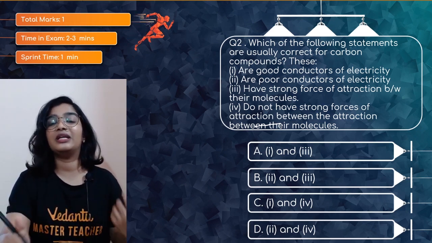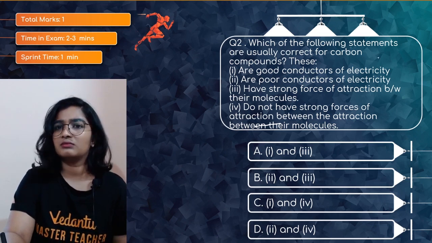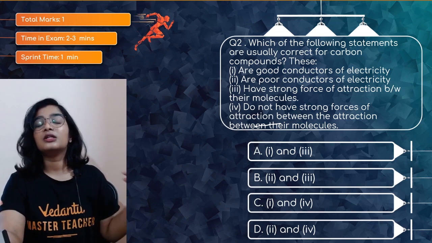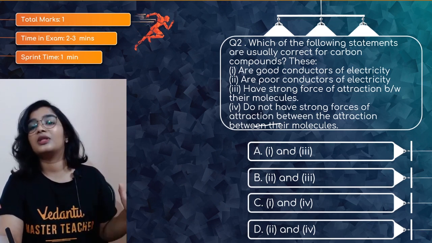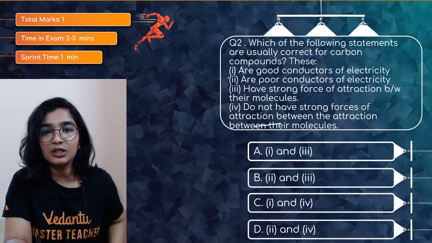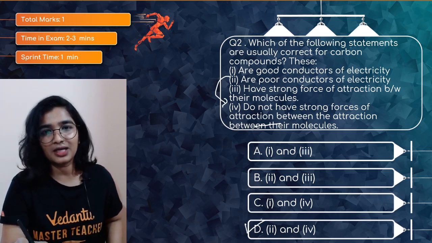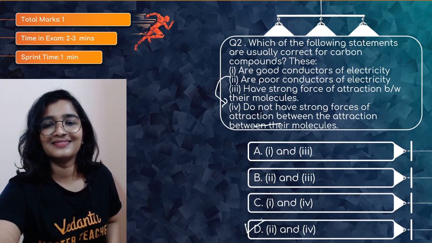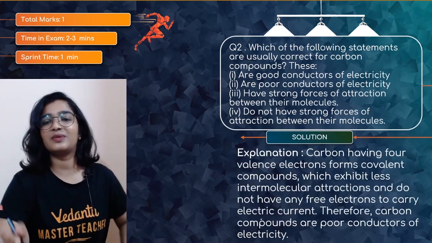One more thing, when it comes to conductivity, they do not have free electrons, and ions are also not there. How do you expect them to conduct electricity? So generally covalent compounds, that is carbon compounds, are poor conductors of electricity. Which will be the right answer? 2 and 4 it has to be. Option D. Lock karo, pakka? You also gave the same answer? Let's see what the explanation is.